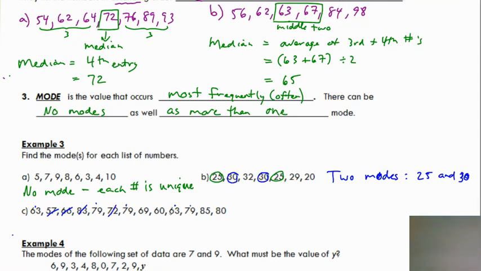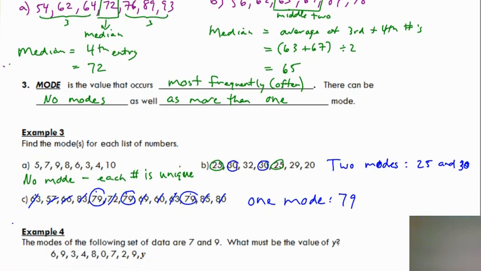And now that we know there's at least three 79s, then now 63 is no longer an option. Is there any 69? No. Any other 60s? No. Any other 85s? No. Any other 80s? No. So it looks like by eliminating, we have come up with our mode. There is one mode, and it's 79. Okay, so that's how we figure out mode.